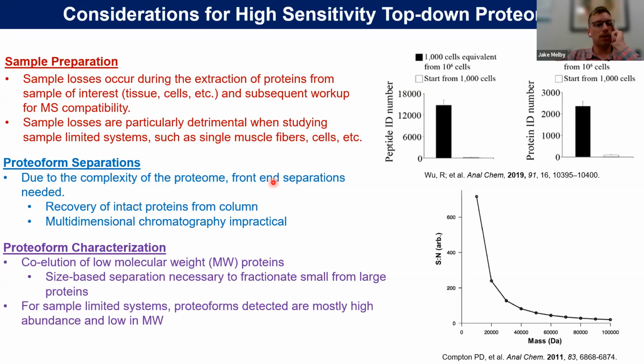Sample losses occur. This is normal whenever you're extracting proteins from a sample of interest and then subsequently working up that sample to be mass spec compatible. But this is particularly an issue when you're working with sample limited systems such as single fibers or single cells. Essentially, the amount of starting material you're starting with is so much lower that any amount that you lose has a much greater effect than if you were starting with a lot of something and losing that same amount.